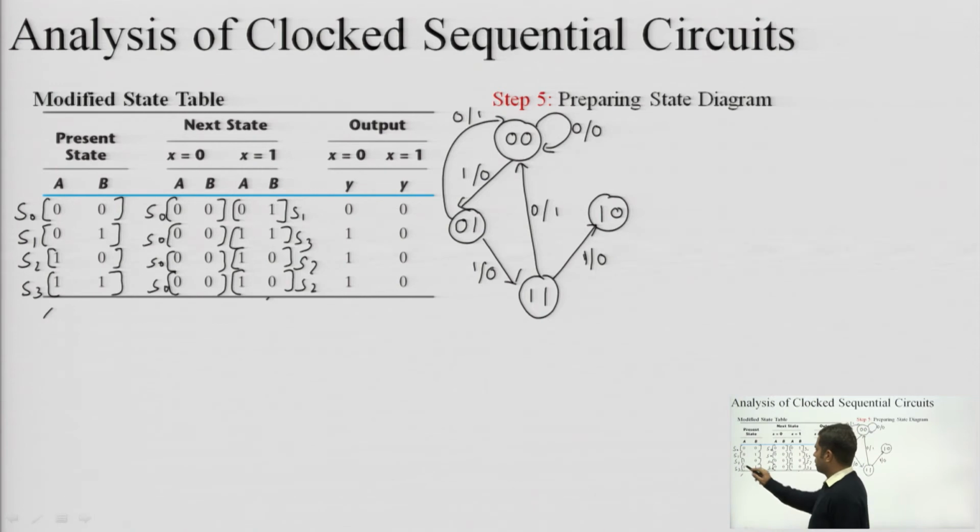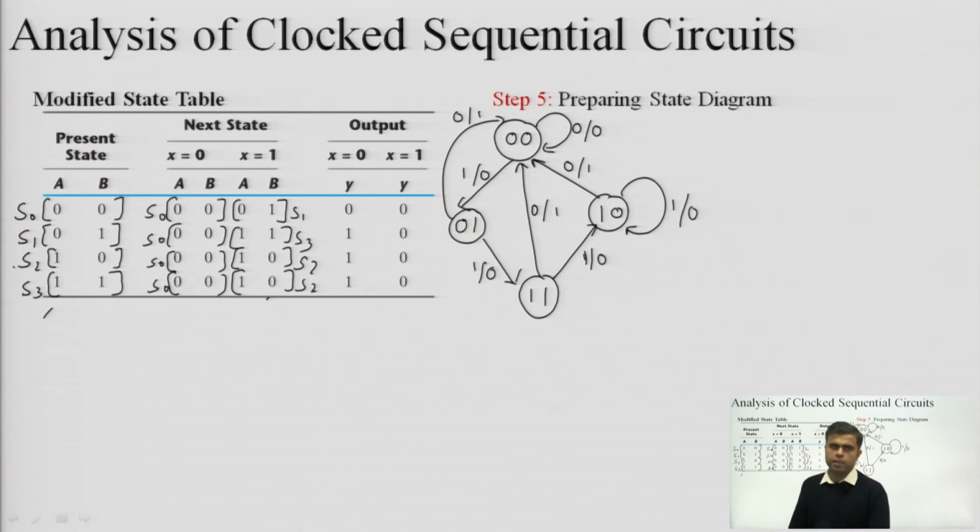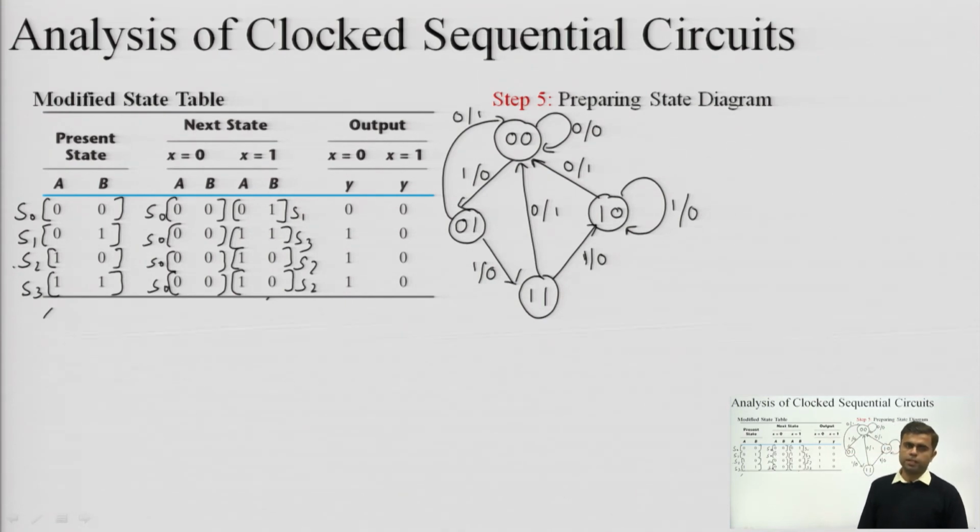Now we can come to the third row, 1 0. 1 0's next state will be 0 0, and the output will be 1. And 1 0's next state will be 1 0 itself, if input is 1 and output will be 0. So this is the final state diagram. Okay. So in this way we can prepare a state diagram from a given description.